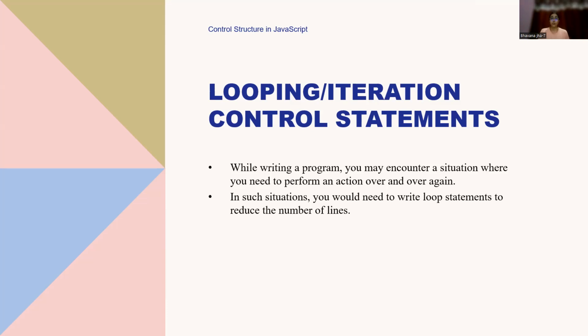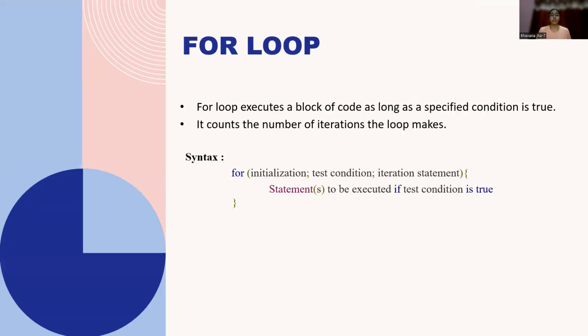These are for loop, while loop, for in, for of loop, and do while loop. So let's move on. What is a for loop? A for loop executes a block of code as long as a specified condition is true. It counts the number of iterations the loop makes, which means that if the condition is true, then the for loop gets executed. We have three things in a for loop: initialization, test condition, and iterative statement.